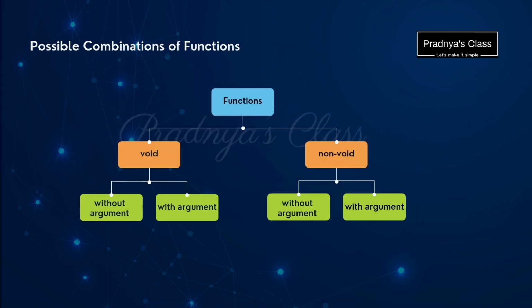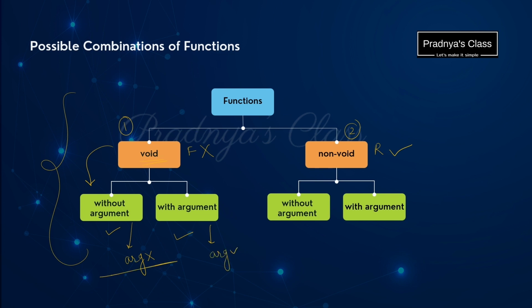So based on different criteria, whether we are passing the argument or returning it back or not, here are the four possible combinations of the function. What's the first category? Void means the function is not returning any value. Non-void means the function will return a value. This category got divided into another two categories, without argument or with argument. Without argument means what? We are not passing any argument to the function. With argument means we are passing the argument. So we are not passing an argument and not getting back anything. We are passing the argument but not getting anything.